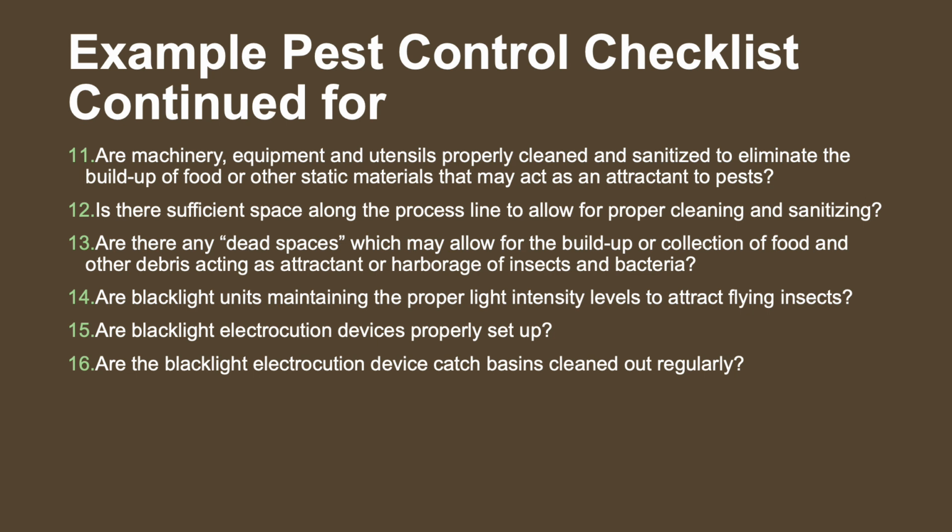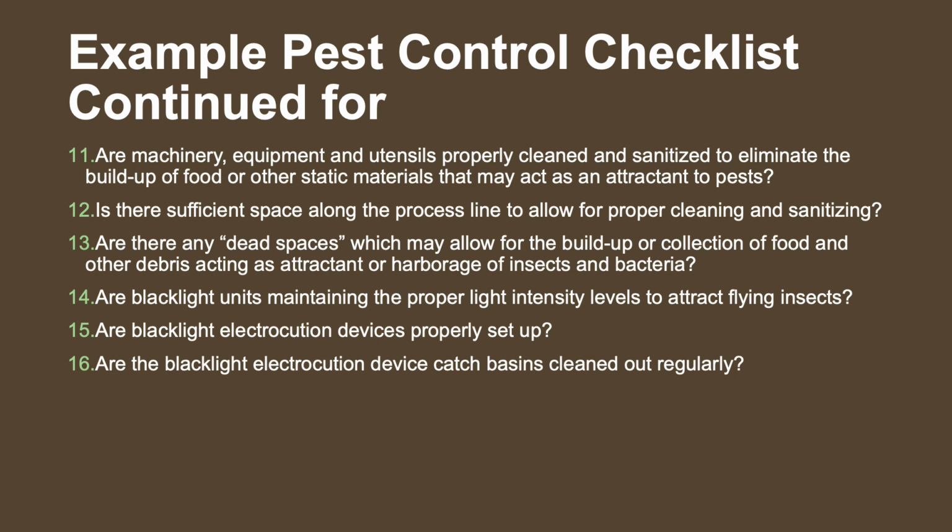Are machinery, equipment, and utensils properly cleaned and sanitized to eliminate the buildup of food or other static materials that may be an attractant to pests? Is there sufficient space along the process line to allow for proper cleaning and sanitizing? Are there any dead spaces which may allow for the buildup or collection of food and or other debris acting as an attractant or harborage of insects and bacteria?